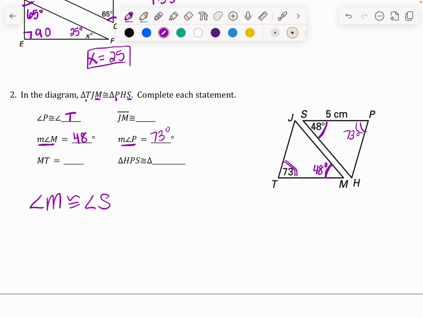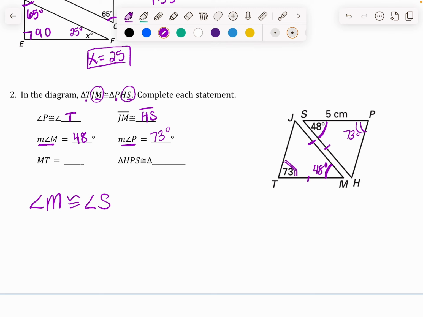So I have JM side length. So J and M are the last two letters, so that corresponds to H and S for the last two letters. So JM is this piece right here, and that is congruent to HS, which would be this piece right here. So I don't know that measurement, but I know that they are congruent.